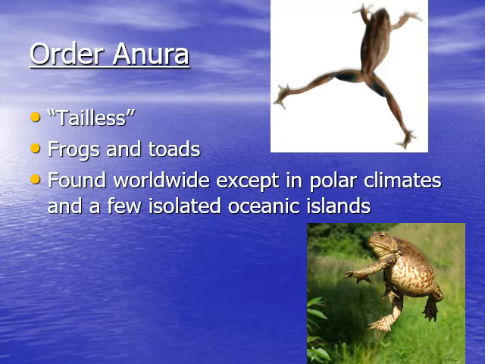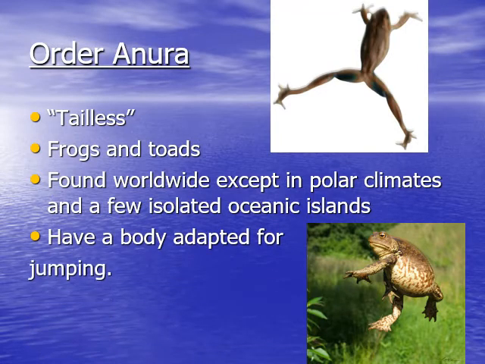It's pretty funny. These are going to be found worldwide except in polar climates and a few isolated oceanic islands. So we find frogs and toads almost everywhere on Earth except for where it's super, super, super cold and in some islands where they haven't been able to travel to. They have a body that's adapted for jumping. They jump to catch their prey. They jump to avoid being prey. It's a good mode of transport. So they have these very, very muscular legs for their body that they use to jump and to propel themselves.